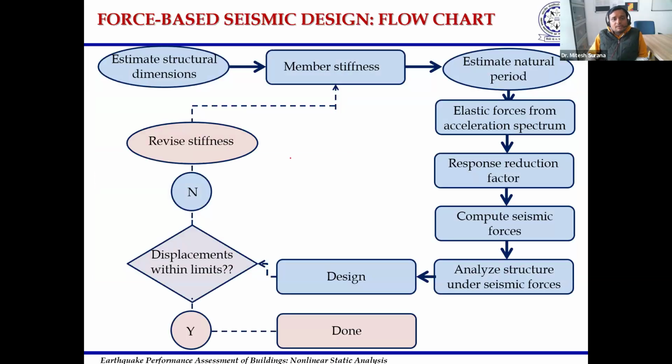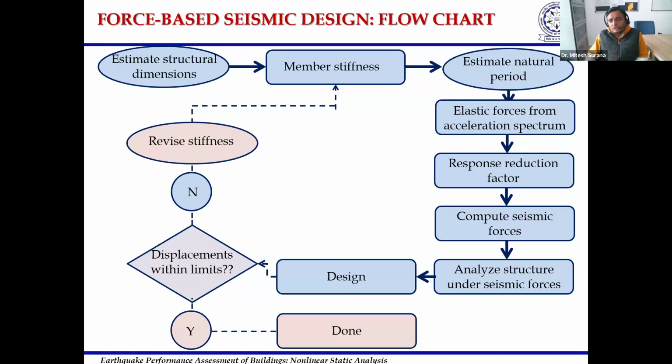So if we see a typical flow chart of how we design a structure using the conventional approach given in IS 1893, first we try to proportion the different members of the structure and estimate their sizes, width and depth particularly. After knowing the width and depth, we can compute the member stiffness. After knowing the member stiffness, we can compute the global or structural stiffness and estimate the natural time period of the structure. Once the time period is known, we can compute the forces that the structure will experience in terms of base elastic forces using the acceleration spectrum, and then we reduce it by the response reduction factor to obtain the actual design force.